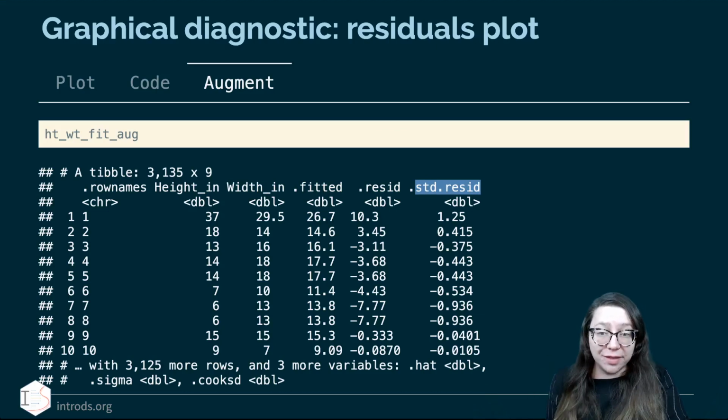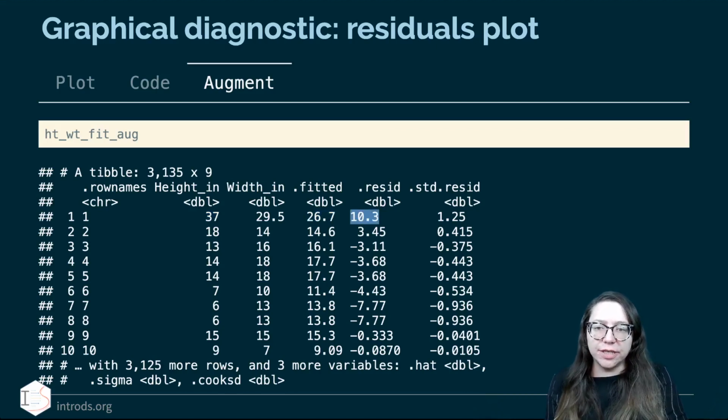So here I have a data frame with the height and the width that I've used for building up my model. And then I have my column of fitted values. So that's plugging in the X values into our model and then figuring out what the Y hat for those observations are. And then the residual is basically calculated as the difference between the observed and the predicted or the fitted value. So that's a 10.3 here.